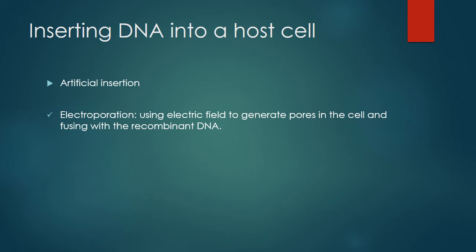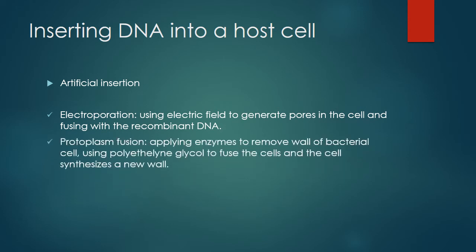And when these pores are created, the cell wall breaks, and then we can now fuse our recombinant DNA and our bacterial host cell. Likewise, we have protoplast fusion, and with this we apply enzymes, and these enzymes remove the walls of the bacterial cells, and then with polyethylene glycol we fuse the cell and the recombinant DNA. We also have injection, which we can do by using a gene gun or a micro injection.